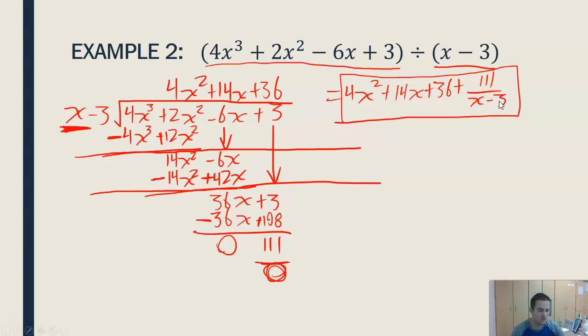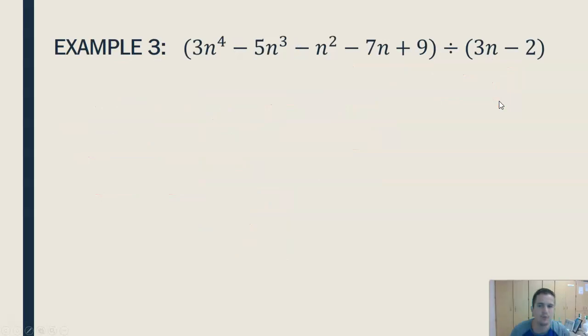Okay, let's do one more example. So I have 3n to the 4th minus 5n to the 3rd minus n squared minus 7n plus 9 divided by 3n minus 2. This one is a little bit more in depth, which is why I wanted to go over it so you can see a little bit more difficult problem.